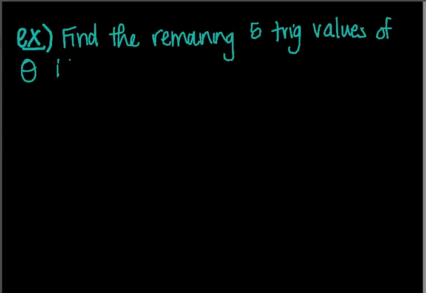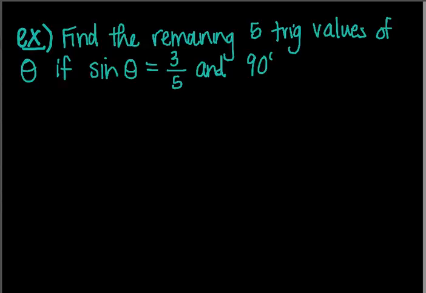Okay, so I have to tell you a couple of things here. Let's just start off kind of easy. If the sine of theta equals 3/5, and this is one way we can write this, and theta lies between 90 degrees and 180 degrees, okay?